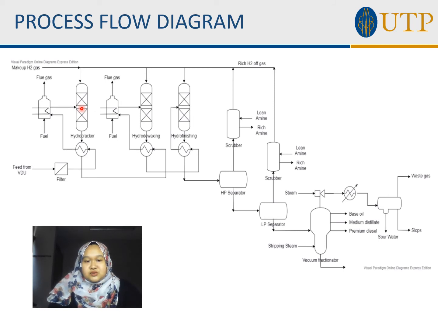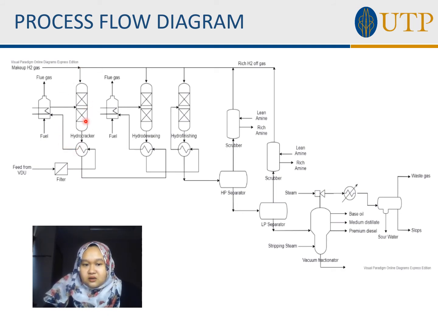Let me recap. The hydrocracker will be used to crack the aromatics to saturates, which will also increase the viscosity index. To simplify, the hydrocracker will crack the long chain carbon into shorter chain. The operating temperature of the hydrocracker is around 260 to 480 degrees Celsius with a pressure of 800 to 3000 psig. And we propose to use nickel molybdenum as the catalyst for the hydrocracker.